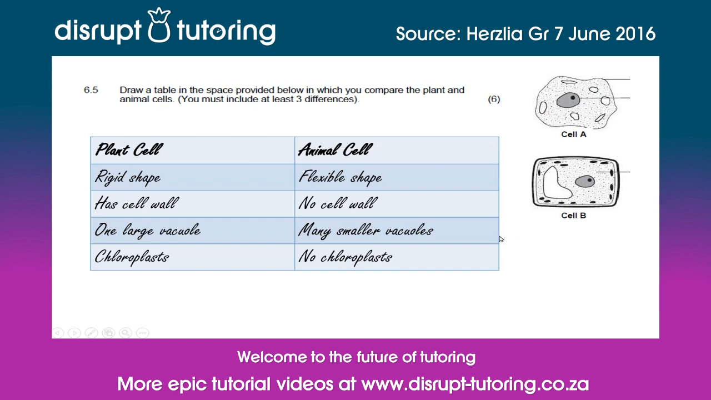And another difference that we can point out is that a plant cell has chloroplasts, whereas animal cells don't have chloroplasts. So that star just bounced over to show us the rigid shape as well as the cell wall. And the yellow arrows are showing us the vacuoles, the differences in the vacuoles between the two cells. And finally, these arrows are pointing to the chloroplasts that are in the plant cell but are absent in the animal cell. Alright, so that's that for question 6 in this question paper.